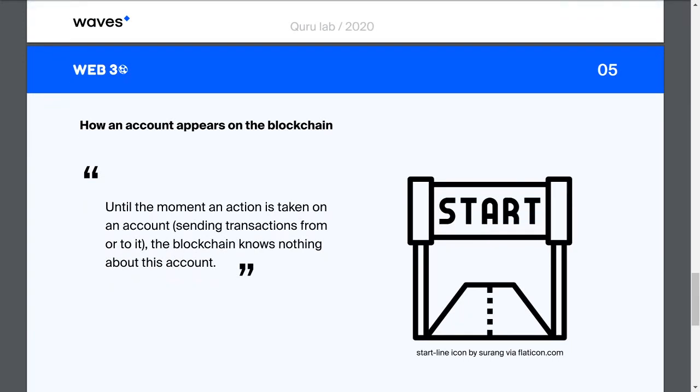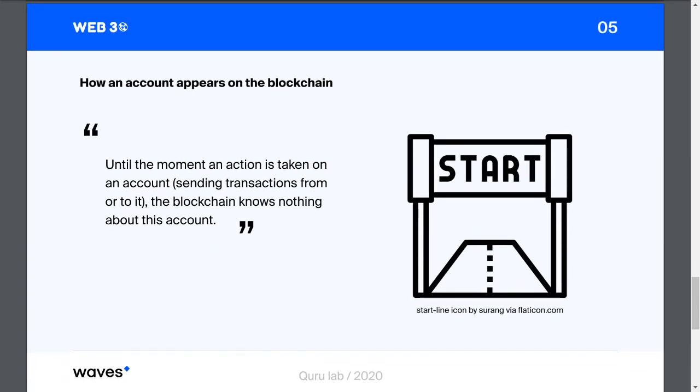So, big question: how does an account appear on the Waves blockchain? We talked about the Waves account comprising the public key and the private key. When a Waves account is created, it can be created through the Waves Dex, or with your Android wallet app or iOS. When this account is created, there is nothing on it, so the blockchain is not aware of that account.